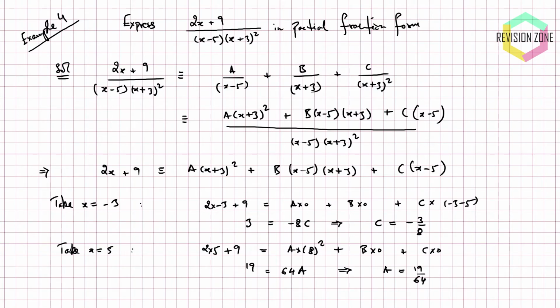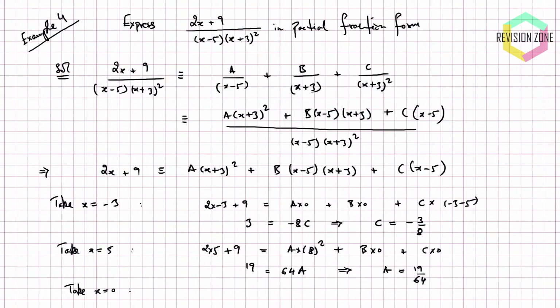And now here we run into a bit of difficulty because we've got a repeated factor here. We can't choose a third number to kill the other term. So we've already got c and a. I can't pick any number to get rid of a and c and just leave me with b. So I'm just going to pick one nice number, and I quite like 0, so I'm just going to take x to be 0.